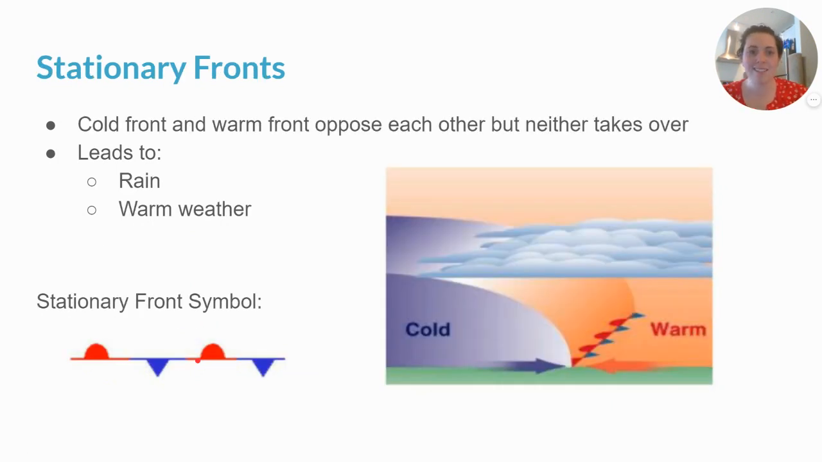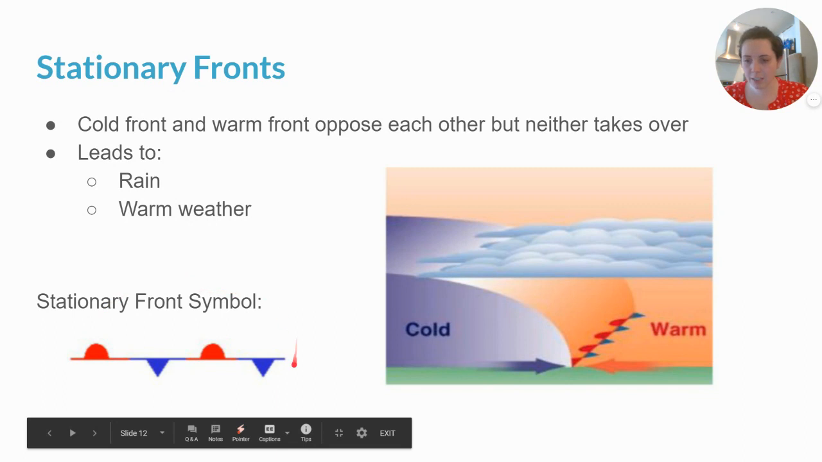Third type is called a stationary front. So this one's a little bit different in that we have both a warm front and a cold front that are pushing against each other. So they are fighting to take over, but neither one is winning. So what happens is we get the same weather for a long period of time, usually a couple days straight. A lot of times you get a little bit of rain with this. It's usually fairly warm weather that comes.